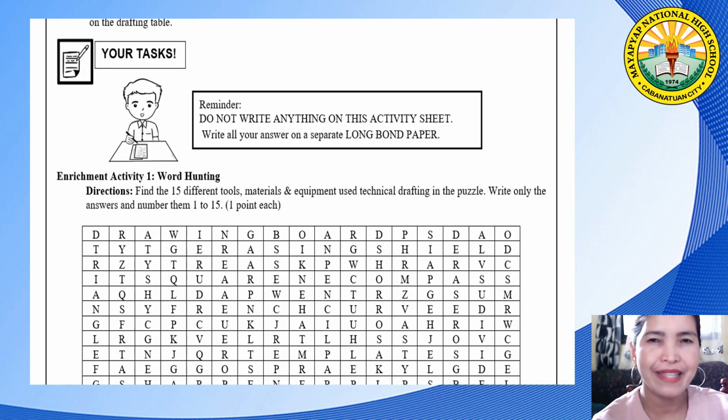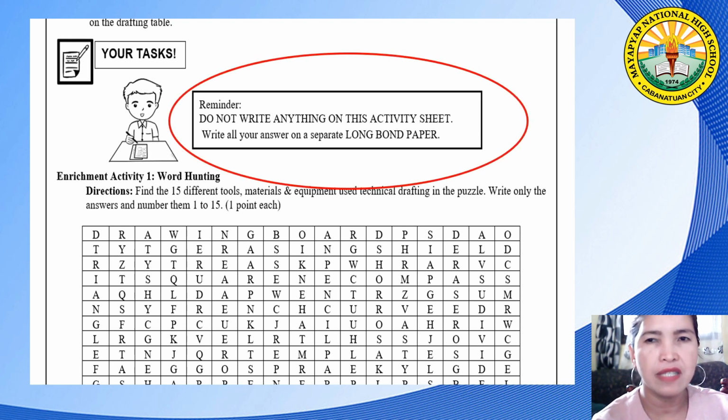At this point, turn your activity sheets to the enrichment part. Reminder, do not write anything on this activity sheet. Write your answer on a separate long bond paper. For enrichment activity 1, word hunting. Find the 15 tools, materials, and equipment used for technical drafting in the puzzle. Write only the answers and number them 1 to 15.